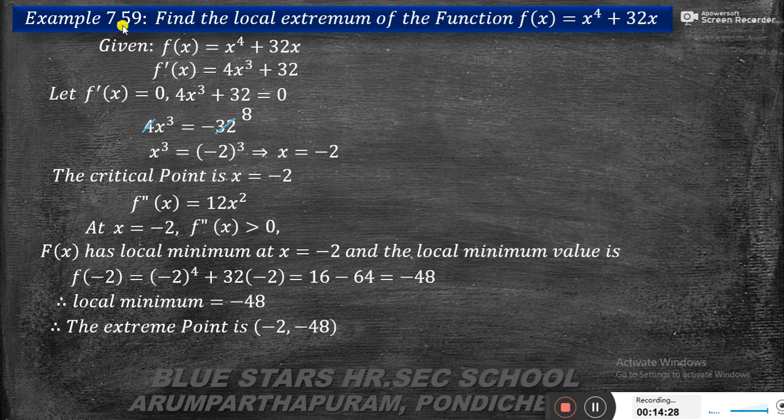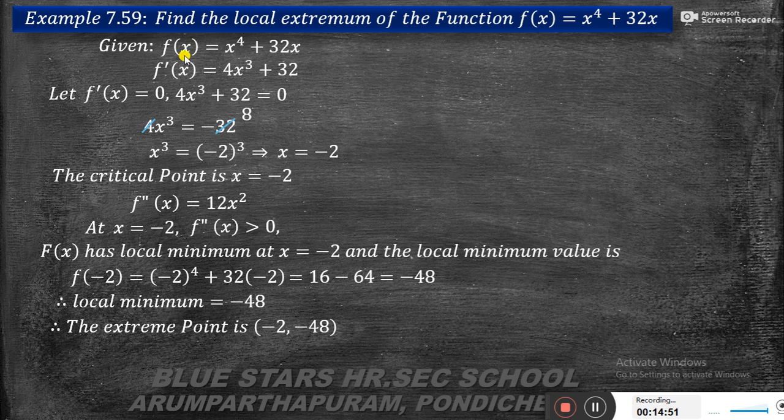Next, example 7.59: find the local extreme of the function f(x) = x⁴ + 32x. Now you see they ask about the local extreme. For the local extreme we take f'(x) = 0, whereas for intervals of concavity we take f''(x).